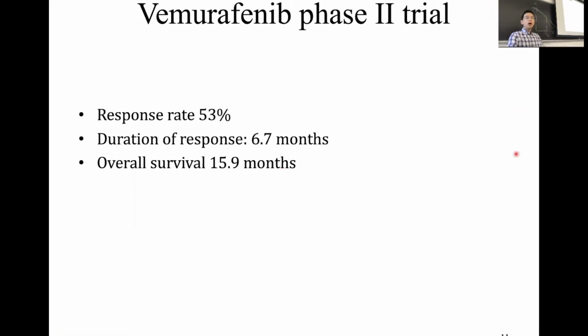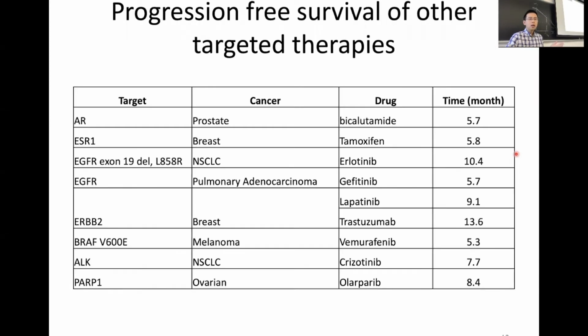Okay. And among the half of patients who respond to this type of treatment, the duration of response is only 6.7 months, which means after 7 months, all of the responders would not respond. And the overall survival of patients with BRAF mutant melanoma is only about 16 months, which is really not good. And let us look at more numbers.